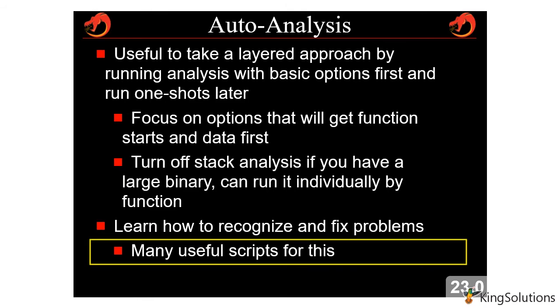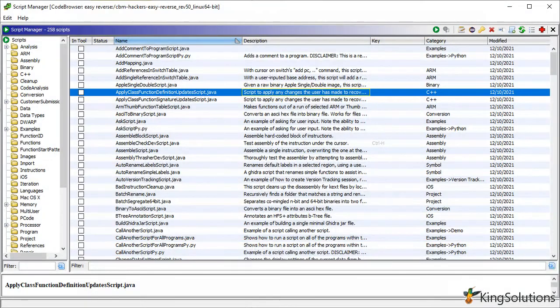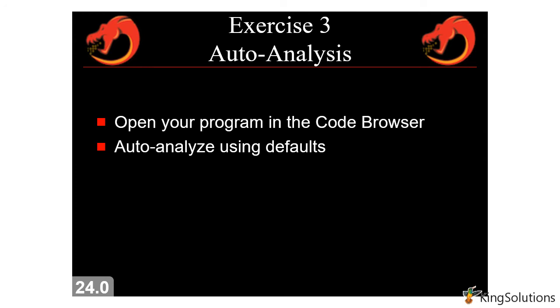Ghidra also has many useful scripts to help you recognize and fix problems. For example, the fixUpNoReturn function.javascript fixes functions that do not return, and the resulting bad flow from the call to the function. To open the Script Manager window, use the Windows Script Manager menu item. Exercise 3. Auto-analysis. Open your program in the code browser. Auto-analyze your program using the defaults.